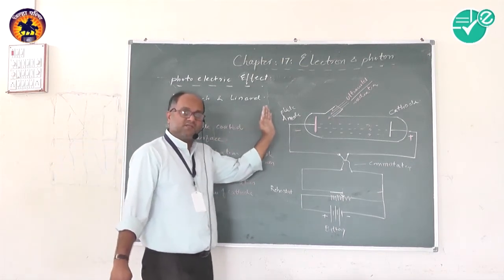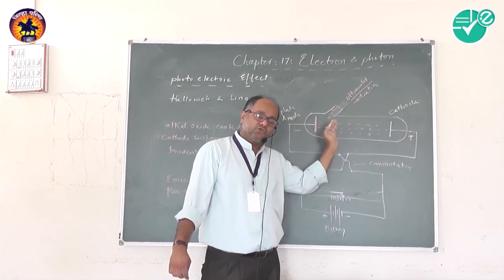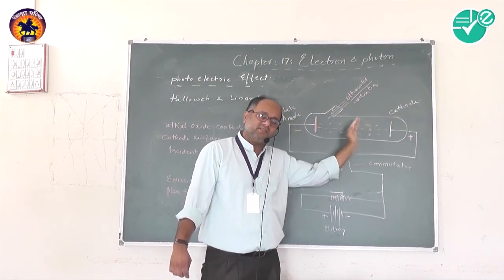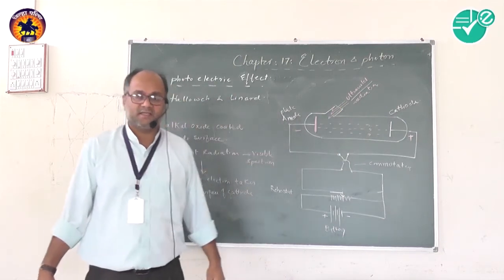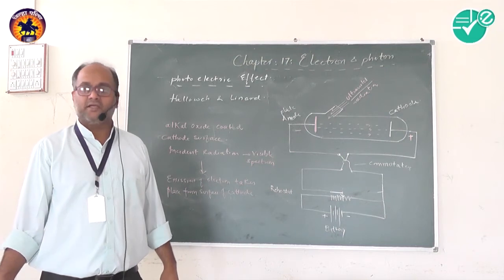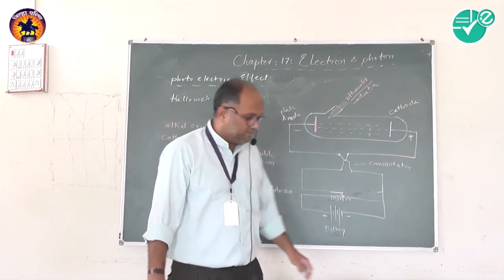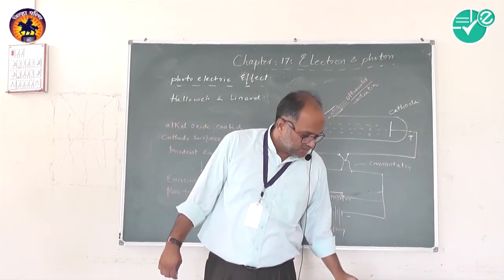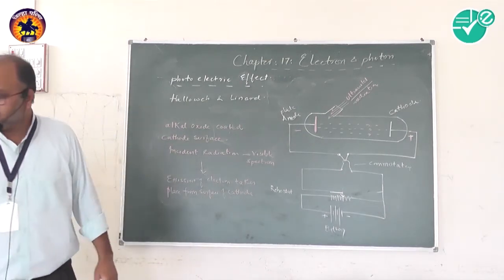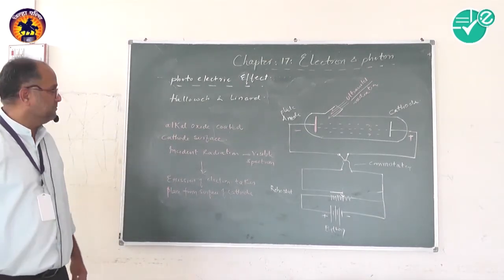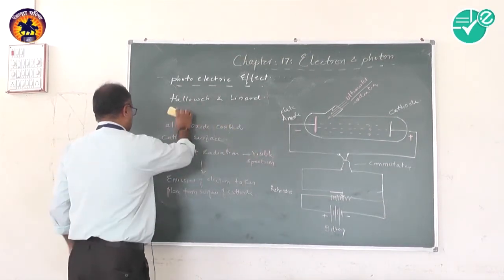Whenever the surface of a cathode is exposed to light, electrons are emitted from the surface of the cathode. That phenomenon is called photoelectric emission. Got it? Draw the circuit diagram. Okay. We'll now write the definition and then go further.